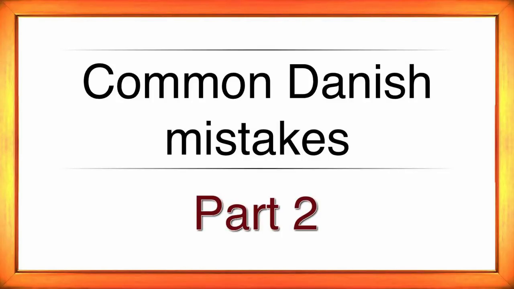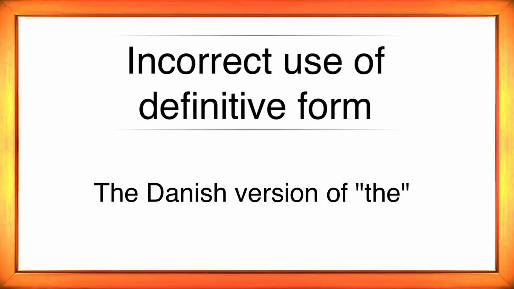Now we have incorrect use of definitive form. This may sound very boring and technical, especially if you're a grammar phobe. But the thing is, you can't really get around grammar. So, it basically means that the definitive form is like bilen, the car, or vennerne, the friends. It's the specific, the certain one. So that's the definitive form.